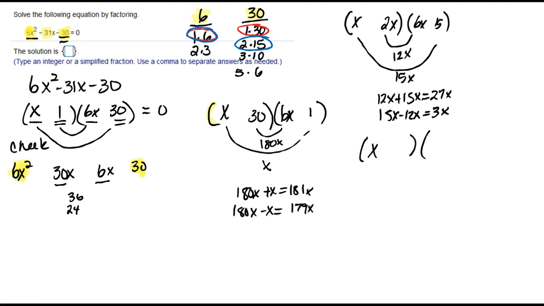x, 6x. I'm switching the 15 and the 2. The inside and the outside. Let's see, 15 times 6 is how much? 15 times 6x is 90x, and 2x, and that's not going to give us the 31 that we want. Okay, so let's try another one. So now I'm going to try 1 and 6 with 3 and 10.